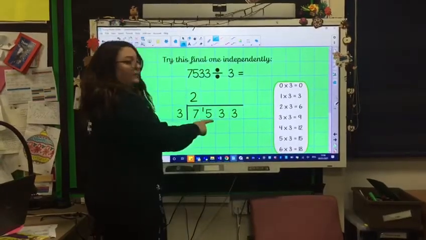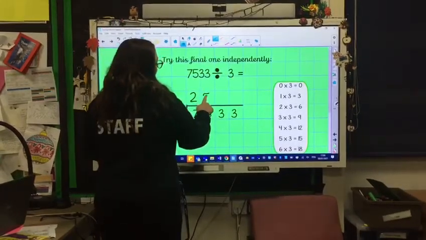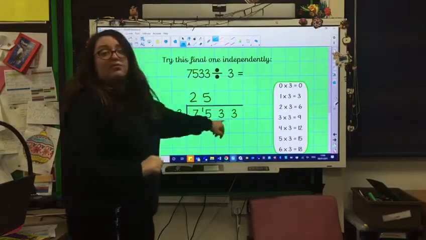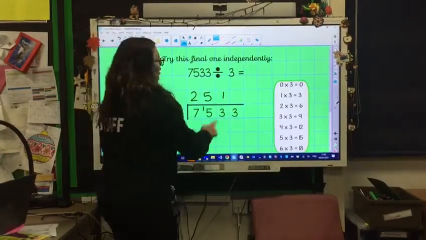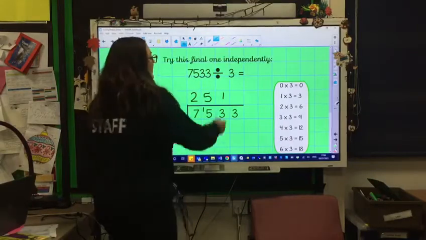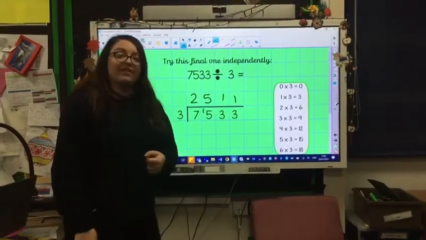How many 3's go into 15? We should know that is 5. How many 3's go into 3? 1. How many 3's go into 3? 1. So that should be your answer.